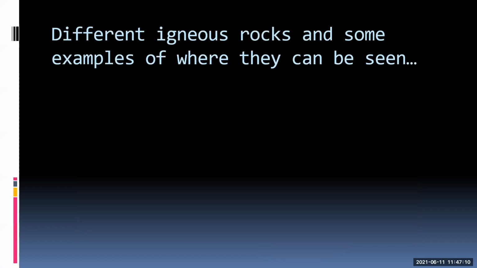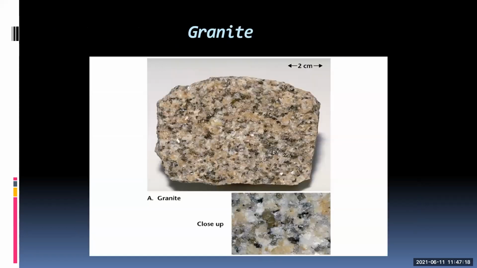All right. So why don't we look at some more igneous rocks? Let's talk about some different igneous rocks and some examples of where they can be seen. This is a piece of granite, again, a really common igneous rock. It's going to have both light and dark colored minerals, and distinctively, it's also often going to have some pinkish colored minerals in there as well. Those pinkish minerals are going to be potassium feldspar.